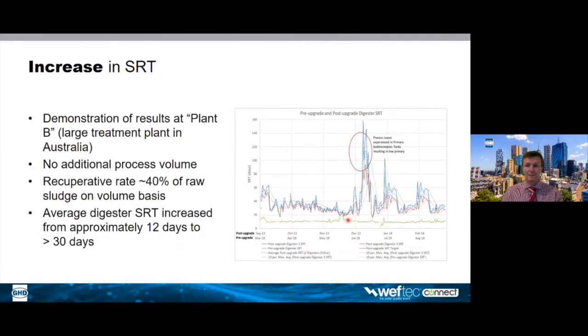So this is just a quick demonstration of the improvement in SRT that can be obtained at Plant B in Australia. This was operating at a sludge age of around 12 days prior to the recuperative thickening upgrade, and without the addition of any new process volume, no new digesters. You can clearly see from this chart that a significant improvement in the SRT was achieved, and the design target in this case was around 30 days.